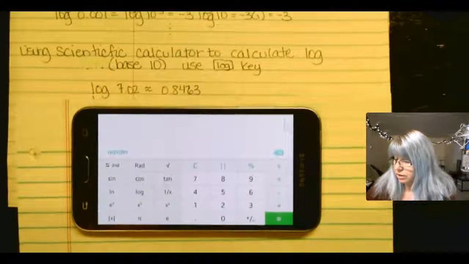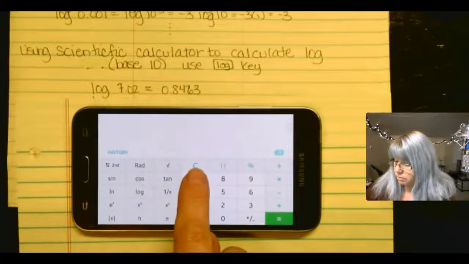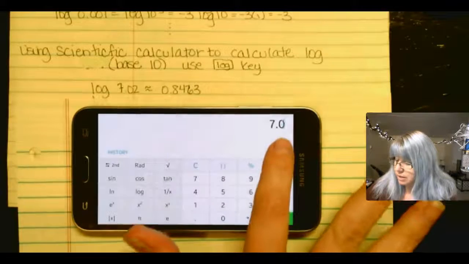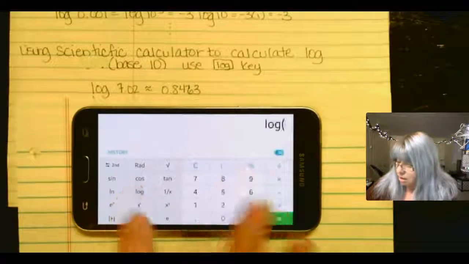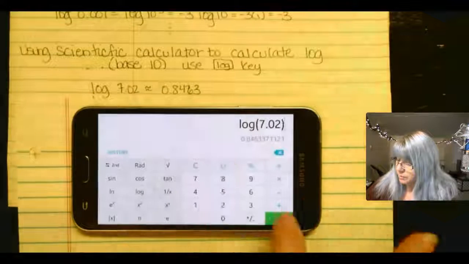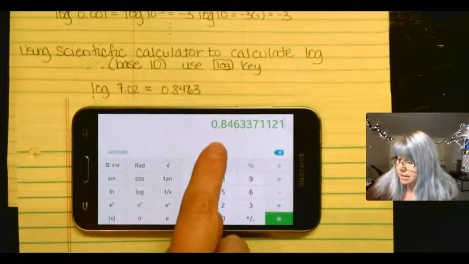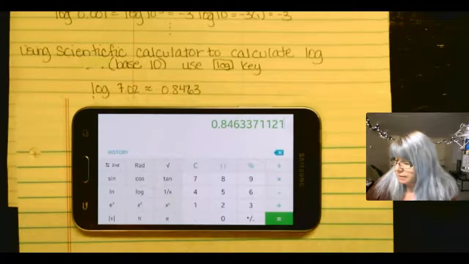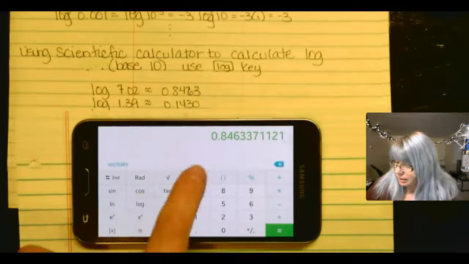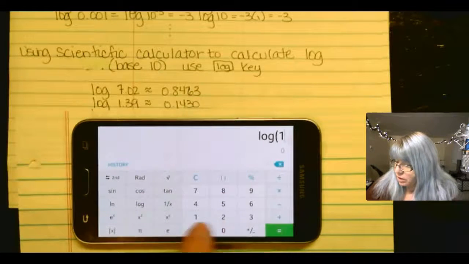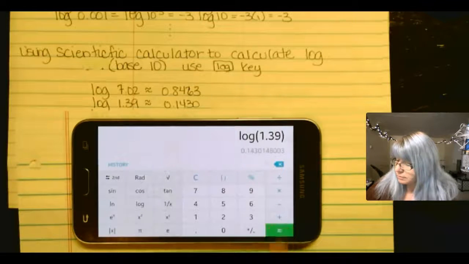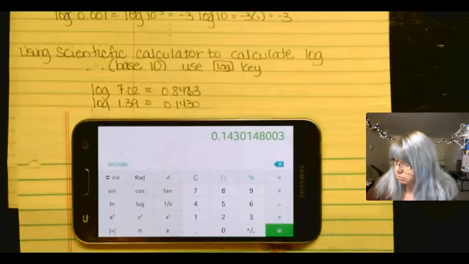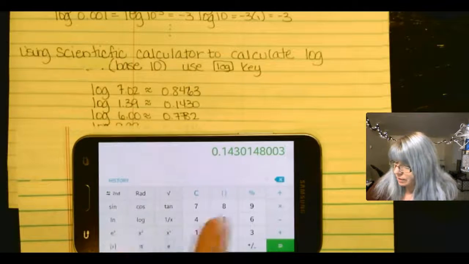So let's figure out the log of 7.02. Oops, I always forget my calculator's the opposite way. Log 7.02, you can see it's approximately 0.8463. We can do another one. Clear. Log of 1.39 is approximately 0.430.